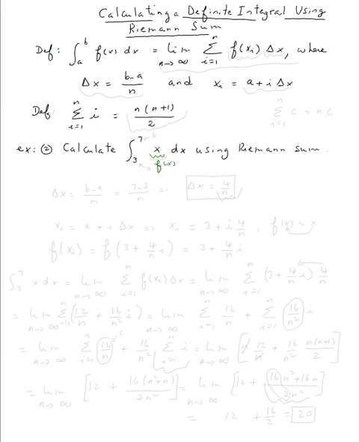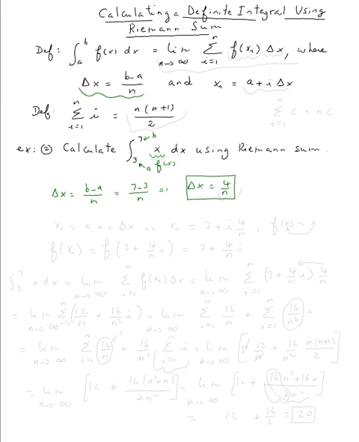So let's start. We always start by finding delta x, and this is the formula for delta x. Delta x is equal to b minus a over n. Remember, b is the upper limit. This is my b, and then a is the lower limit, which is 3. So this is going to be equal to 7 minus 3 over n, which means delta x is equal to 4 over n. So this is the first part.